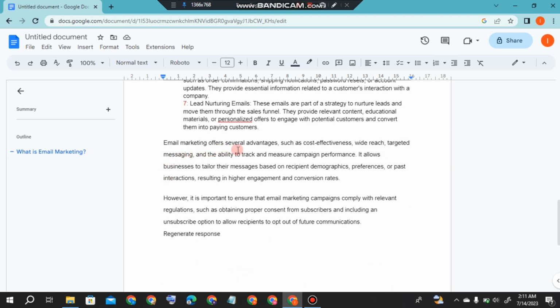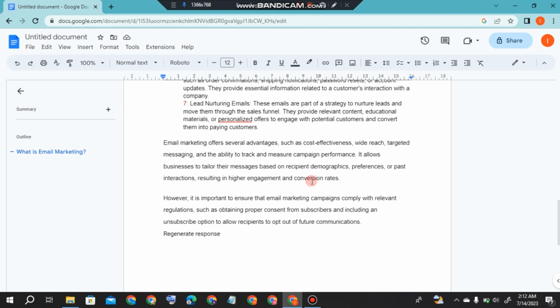Email marketing offers several advantages such as cost effectiveness, wide reach, targeted messaging, and the ability to track and measure campaign performance. It allows businesses to tailor their messages based on recipient demographics, preferences, or past interactions, resulting in high engagement and conversion rates.